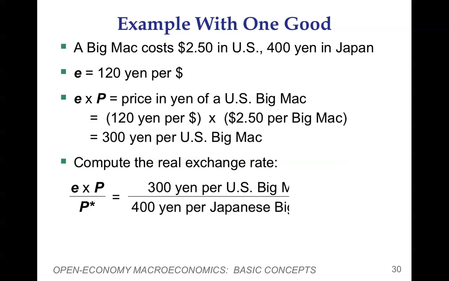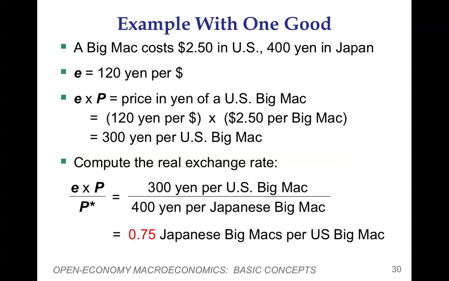Compute the real exchange rate: 300 yen per US Big Mac divided by 400 yen per Japanese Big Mac. And that is going to be 0.75 Japanese Big Mac per US Big Mac. So a US Big Mac can buy 0.75 Japanese Big Macs. And because we're able to compare yen to yen, we're converting the Big Mac in the US into its yen price.